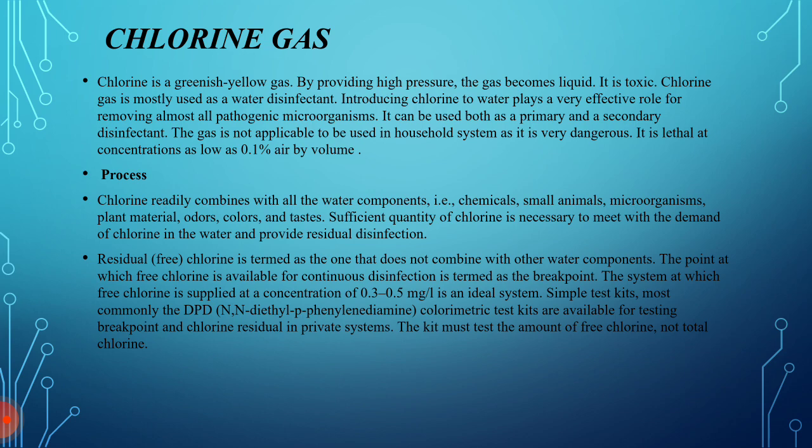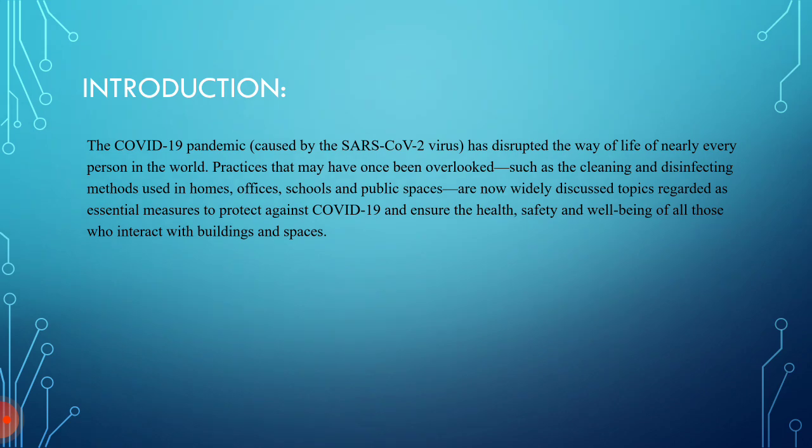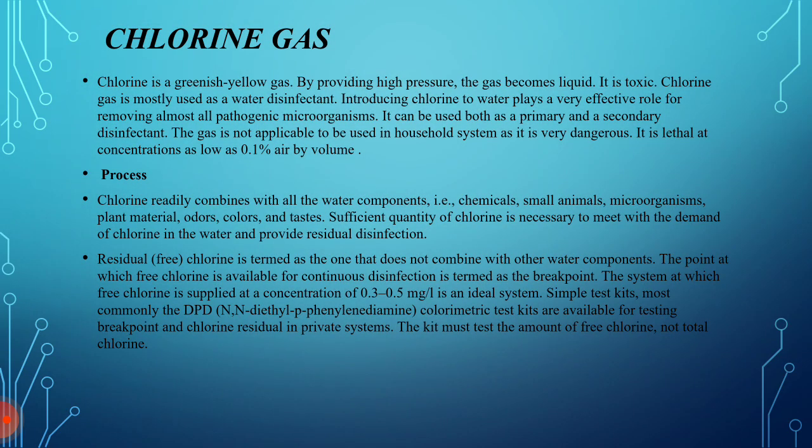The point at which free chlorine is available for continuous disinfection is termed the breakpoint. A system in which free chlorine is supplied at a concentration of 0.3 to 0.5 mg per liter is an ideal system. Simple test kits, most commonly the DPD colorimetric test kits, are available for testing breakpoints and chlorine residual in private systems. The kit must test the amount of free chlorine and not total chlorine.